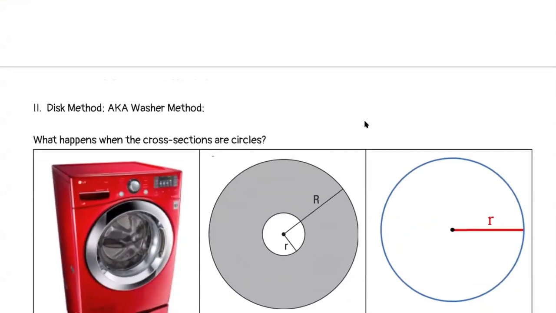And so the second main topic that we're going to take a look at is something called disk method or washer method. Okay, so the focus for the first part of today is volume by known cross sections. And then if we can start a little bit of the story about disk method, then that's where we're going to start at the end of today. Okay.